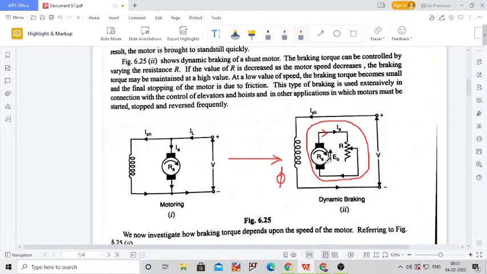Now what is the result of this? As there is no supply, the armature slows down, but while slowing, the armature conductors cut the magnetic field developed by the field winding, which results in induction of EMF inside the armature. That means, in simple terms, the motor now behaves as a generator, and the induced EMF circulates a large armature current through the variable resistance. The value of this armature current depends upon the resistance connected across the armature winding.